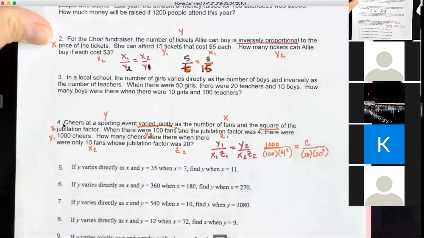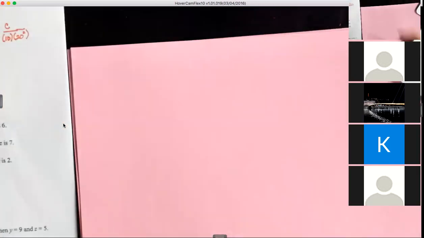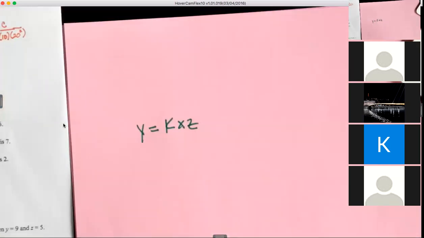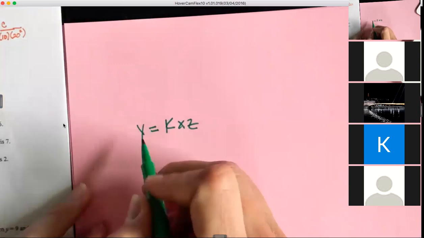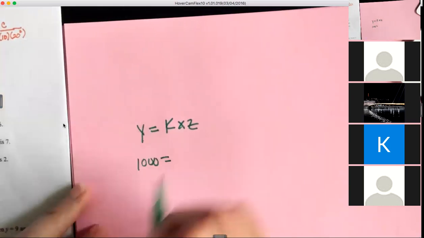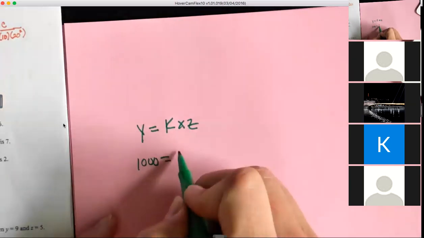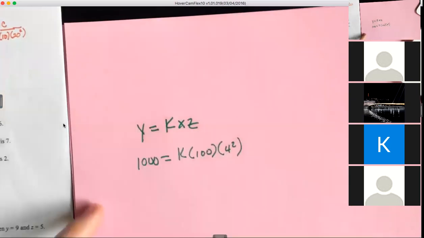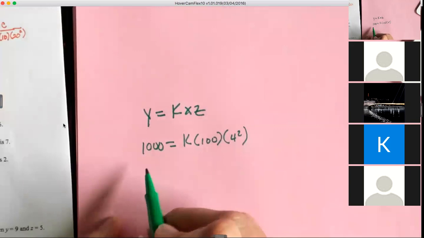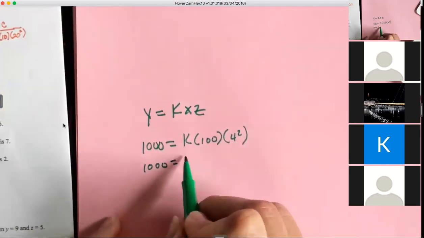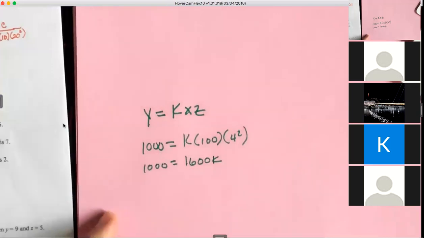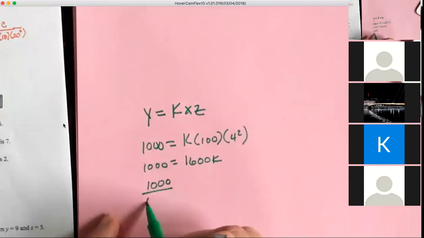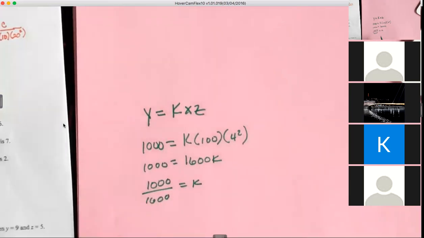using the 2 steps, we would have taken y equals kxz. We would have plugged in 1000 for y, 100 for x, and for z that 4 squared. We would have worked that out, and taken that 1000 equals 1600K. We would have divided and then simplified that.